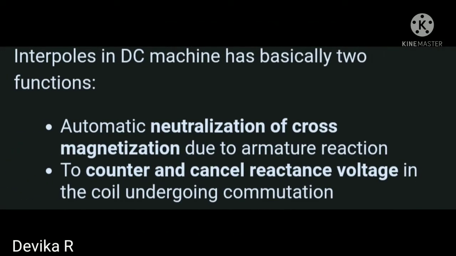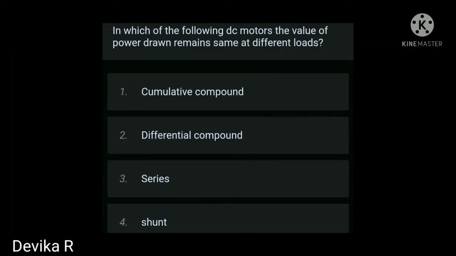Okay, let's see the explanation. Interpoles in a DC machine basically have two functions. One is neutralization of cross magnetization due to armature reaction, and the other is to counter and cancel the reactance voltage in the coil undergoing commutation. Okay, the next one.